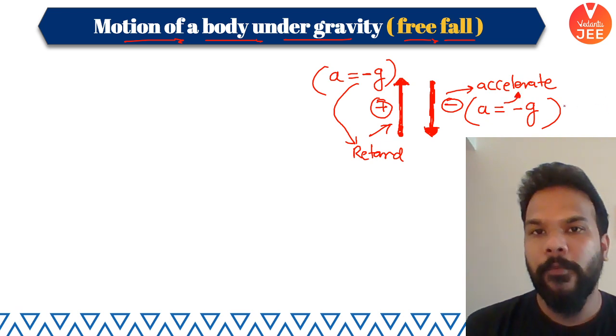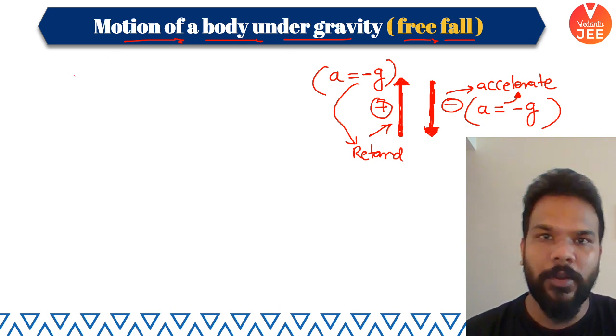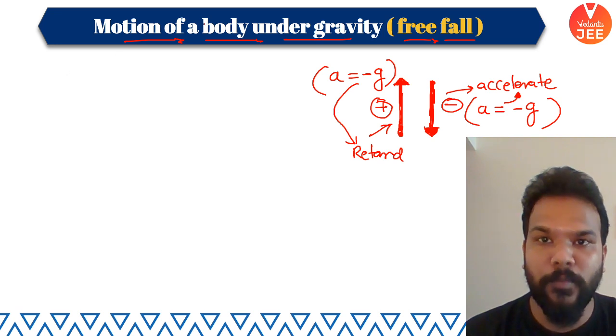What in a nutshell I want you people to keep in mind is that always and always the value of a in the case of motion under gravity will be put as minus g.